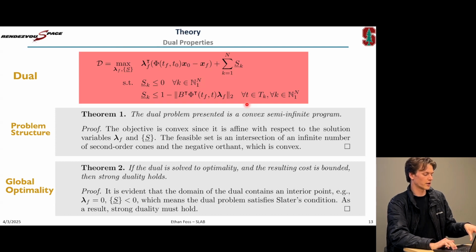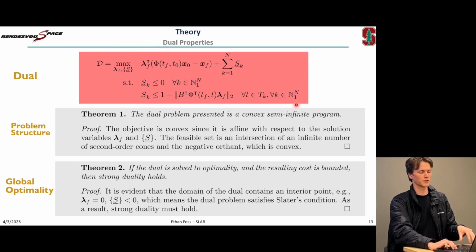Another property that we can now state is the global optimality with respect to this dual problem. So we state that if the dual problem is solved to optimality and the resulting cost is bounded, then strong duality holds. This is a result of Slater's condition, but this is obviously a property that is super useful. This is something that cannot be attained by solving the primal on its own.